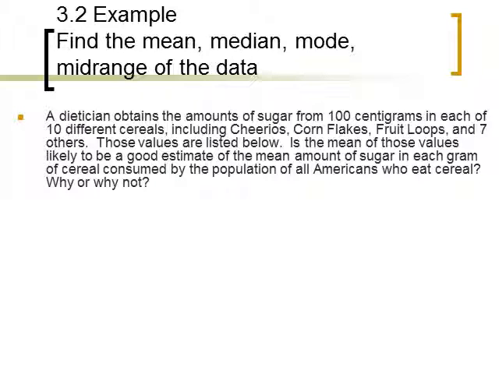Here we're going to put it all together, and we're going to find the mean, the median, the mode, and the mid-range for the data that corresponds to this word problem. A dietitian obtains the amounts of sugar from 100 centigrams in each of 10 different cereals, including Cheerios, Corn Flakes, Fruit Loops, and 7 others. Those values are listed below. Is the mean of those values likely to be a good estimate of the mean amount of sugar in each gram of cereal consumed by the population of all Americans who eat cereal? Why or why not? So here we're just given some numbers that correspond to the data obtained in this problem.